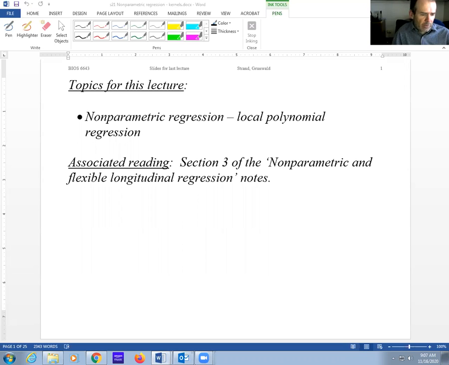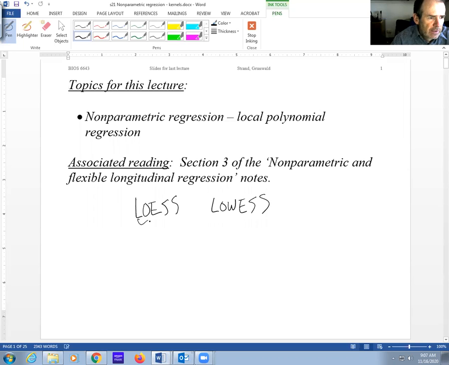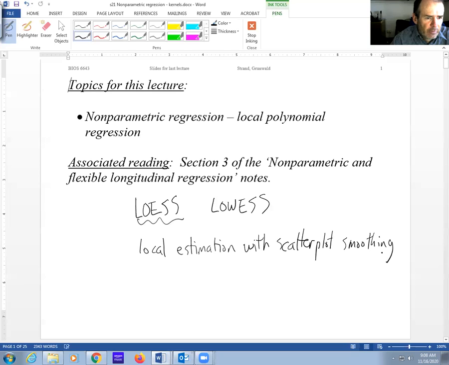So local polynomial regression, or sometimes you see the name LOESS, or even LOWESS. You see that? So this stands for local estimation with scatter plot smoothing. Kind of a weird name. But I think a better name for it is local polynomial regression.